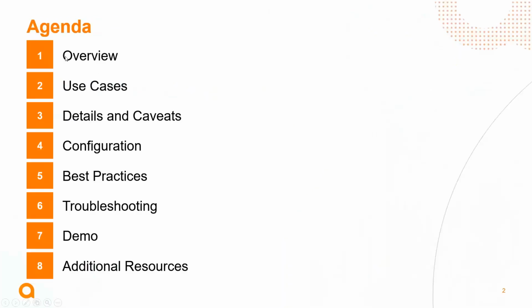Here is the agenda for this session. We'll go over a quick overview with a reminder of the VSX update software command, use cases for the API, some details and caveats, configuration, how to exercise this API, best practices in the order of API calls, troubleshooting, how you monitor those calls, and obviously a demonstration.